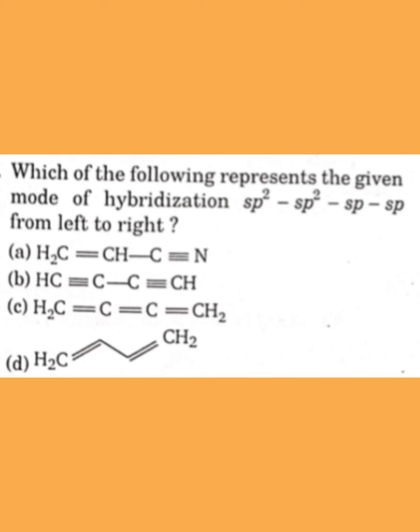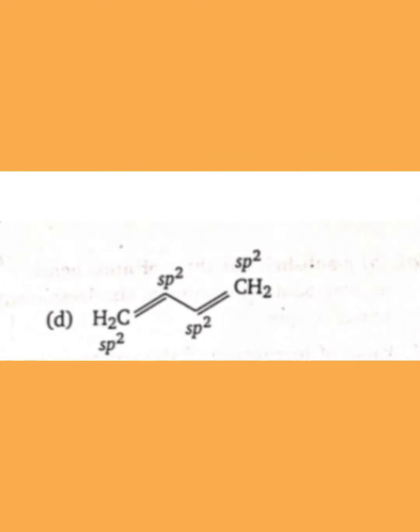Next question. Which of the following represents the given mode of hybridization sp2, sp2, sp, sp from left to right? The correct answer is option A. These are the hybridization of given options.